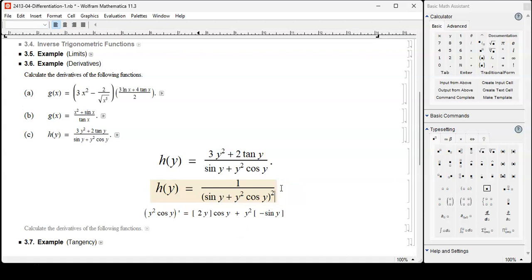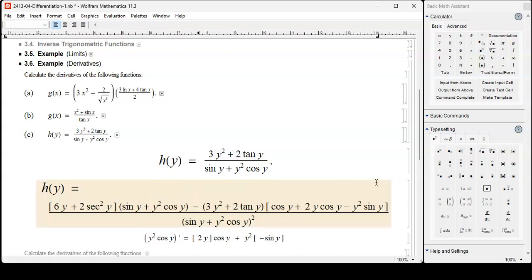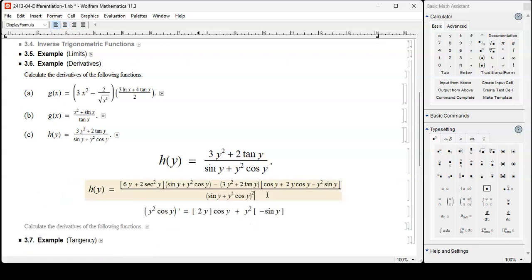Let me try to rewrite it here. Font was too big. Okay, alright. Let's keep it about this. So u prime v, that's just copying. And then u v prime, that's just copying, and v squared. U prime, that was easy, derivative of the numerator. V prime, that required some work.